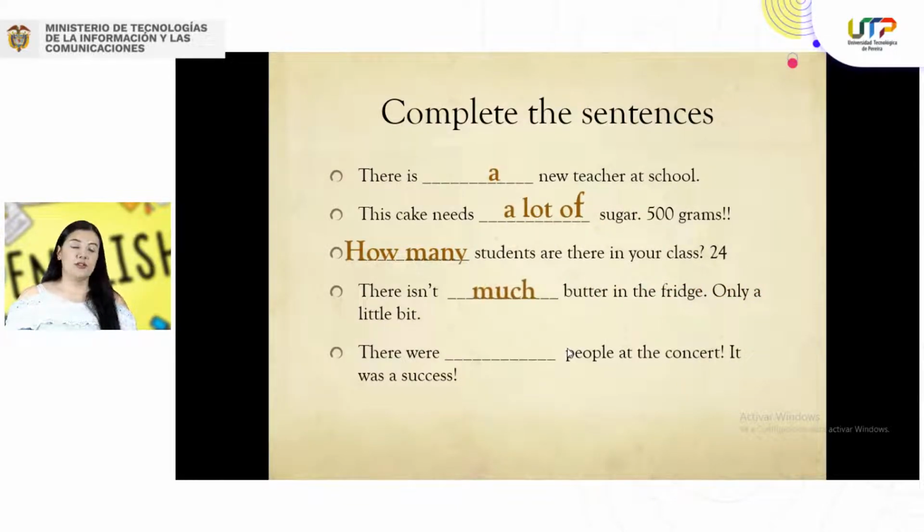Much, of course, yes. So very good, Sergio. Very good, Isabella and Dana. Of course, there isn't much butter in the fridge.